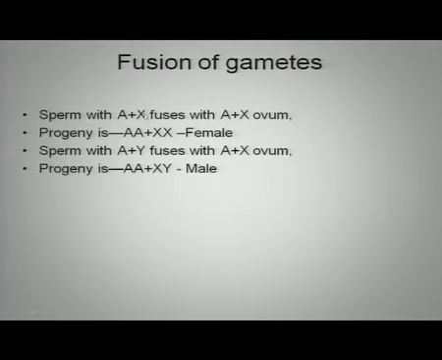Sperm with A plus X chromosome, if it fuses with an ovum having A plus X, results in the production of female progeny, with a pair of autosomes and one pair of sex chromosomes. Sperm with A plus Y fuses with ovum having A plus X. The progeny is AA plus XY, that is male.